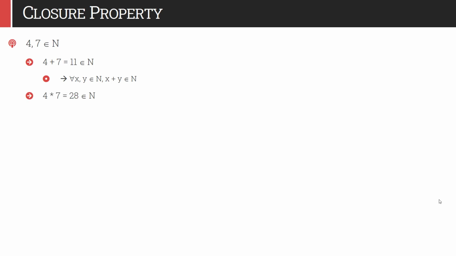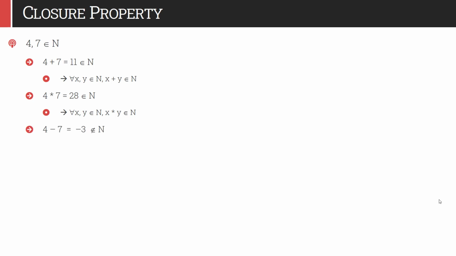Let us consider multiplication. If we take two elements, 4 and 7, from capital N and multiply them, the output is 28. 28 belongs to capital N. But we have tested it for only one instance. We have to make sure that it is true for all the values in N. If we pick any two random values and it gives us a value which is again part of N, then we can say N is closed under multiplication.